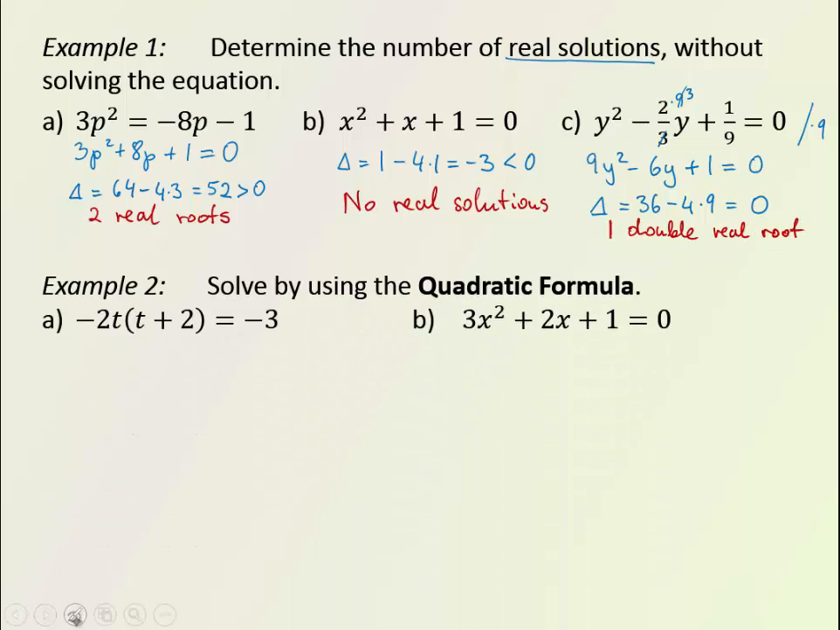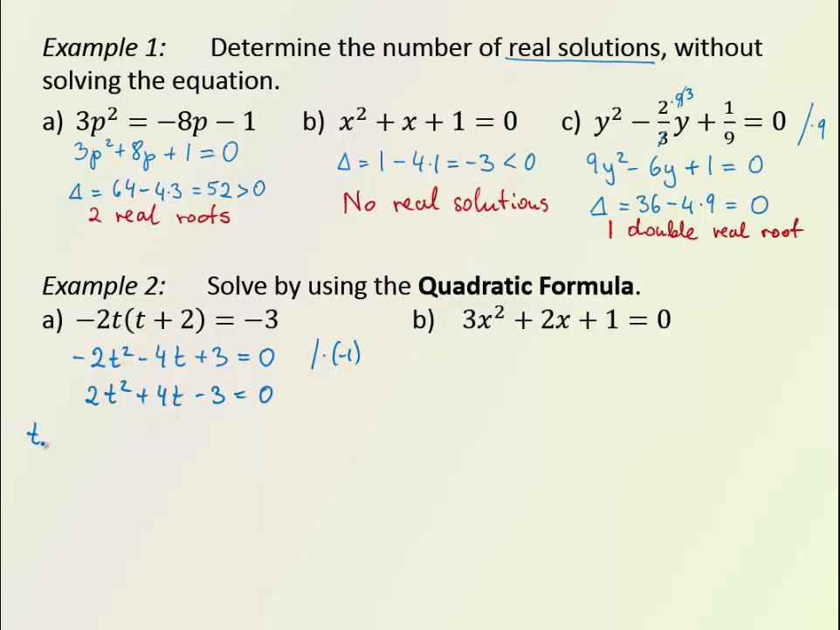One root. In the next example, we practice how to use the quadratic formula. So at first, when you look at the equation, it doesn't look like a quadratic, but maybe we need to simplify it first. So multiply through the bracket: negative 2t squared, negative 4t, bring the 3 over, plus 3 equals 0. I would suggest that we multiply this equation by negative 1. I usually don't like to start with a negative in front of the polynomial, so it will be 2t squared plus 4t minus 3 equals 0.